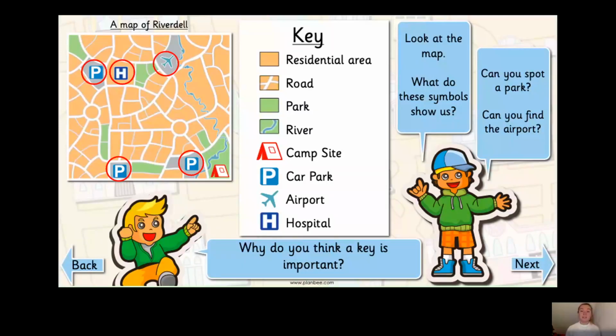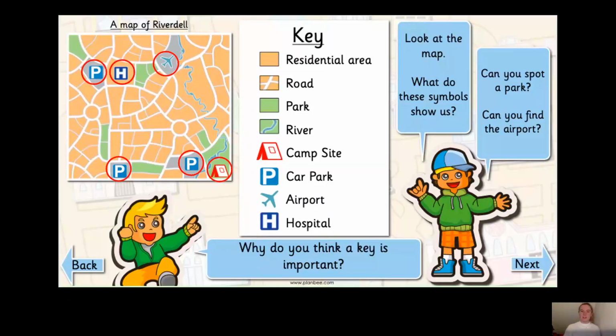Can you see it? And then finally, there is a campsite. Okay, where's the campsite? Well, let's look at the key again. Look for campsite. Find the symbol. Okay, then can you see the symbol on the map? Yes, there it is. Fantastic. You've been able to spot all of those different things by looking for the symbol in the key and then looking for the symbol on the map.